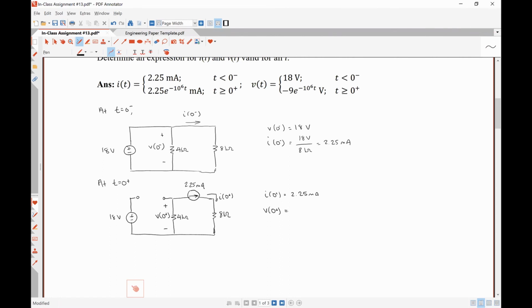Wouldn't it be your current source times the 4 kilo ohm resistor, and it would be negative since it's flowing into the negative terminal? That is absolutely correct. So negative 2.25 milliamps times 4 kilo ohms. So let's see, that's going to be negative 10. No, negative 9.